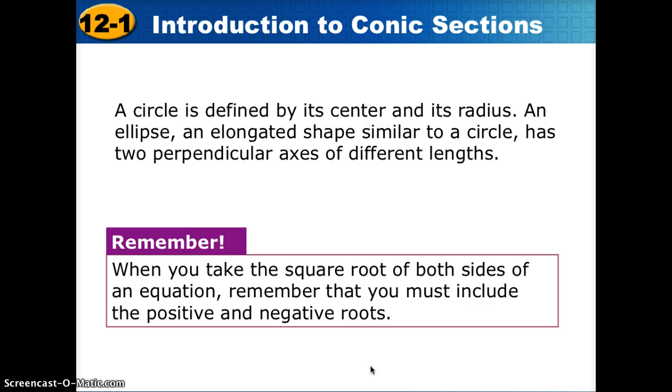Okay, so a circle we are familiar with. It's defined by its center and its radius. An ellipse is kind of like a squashed circle. It's elongated. And instead of having an infinite number of lines of symmetry as a circle does, it's going to have two perpendicular axes that are different lengths. These are lines of symmetry, these two axes. That's what makes it an ellipse versus a circle. So a circle is a special case of an ellipse.